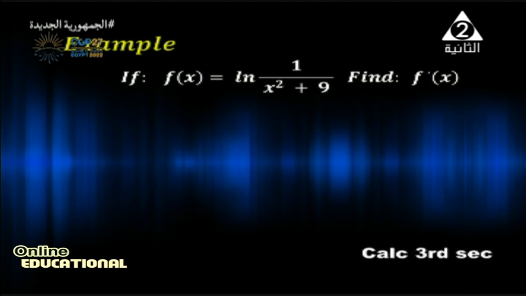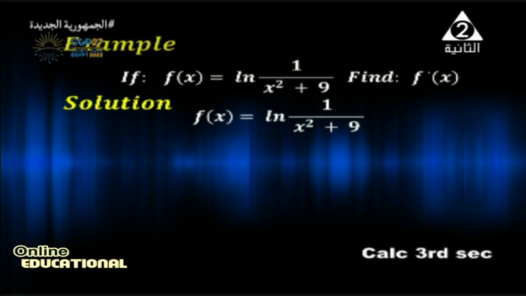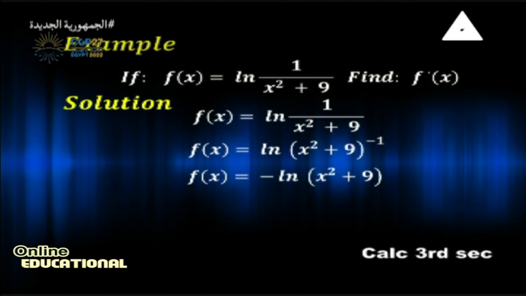If the function f of x equals ln 1 over x power 2 plus 9, find f dash x. We know that ln 1 over x power 2 plus 9 can be written as ln of x power 2 plus 9 all to the power negative 1. And from the properties of logarithm, we can write f of x equals negative 1 multiply ln x power 2 plus 9.